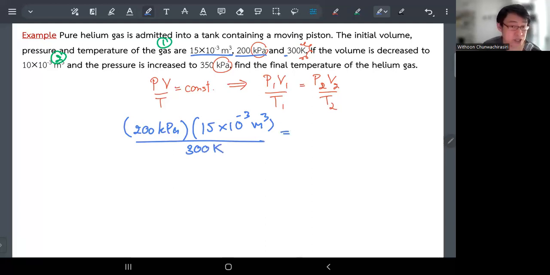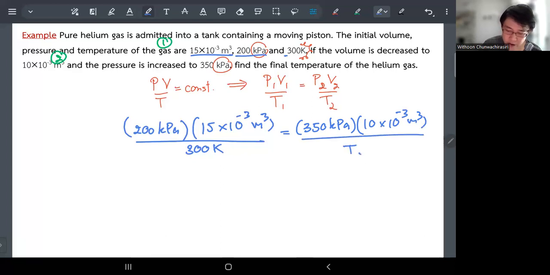Now look at the second condition. Now you have a new pressure, which is increased. You just put 350, same units, kilopascal. And the next one is the new volume. Put it there. Same units already. And that's it. You just have to figure out T2 and you are done. So that's how easy it is to use the equation of state to compare between two conditions of the gas when the gas does not change in quantity.